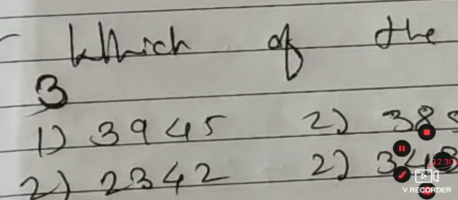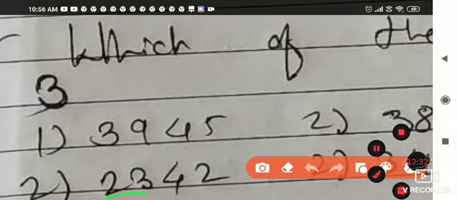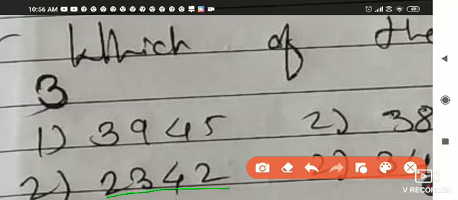Here, 2342. So 2 plus 3 is 5. 5 plus 4 is 9, and 9 plus 2 is 11. Okay. So 11 is not present in the table of 3, and that's why this number is not divisible by 3.